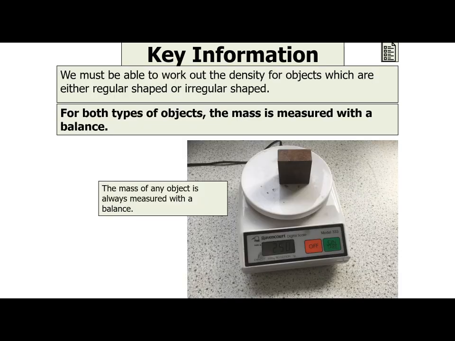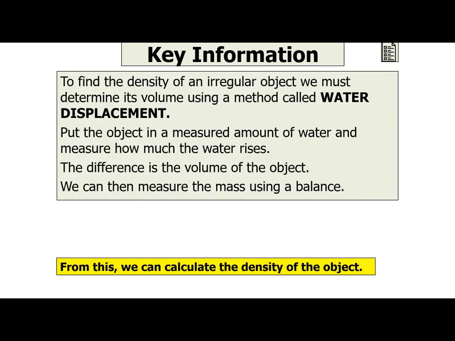Once again, we measure the mass with a balance. But to find the volume of an irregular shaped object, we must use a method called water displacement. So we put the object in a measured amount of water and measure how much the water rises. The difference is the volume of the object. We can then measure the mass using the balance. And then from this, we can calculate the density of the object.